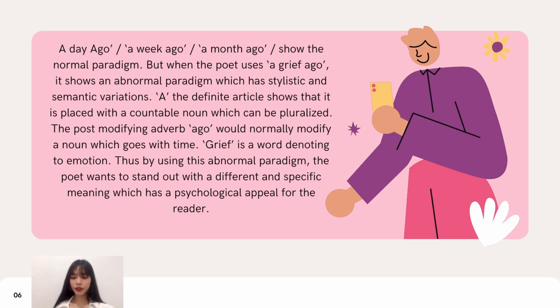So A, the indefinite article, shows that it is placed with a countable noun, which can be pluralized. The post-modifying adverb ago would normally modify a noun which goes with time. Grief is a word denoting emotion. Thus, by using the abnormal paradigm, the poet wants to stand out with a different and specific meaning which has a psychological appeal to the readers.